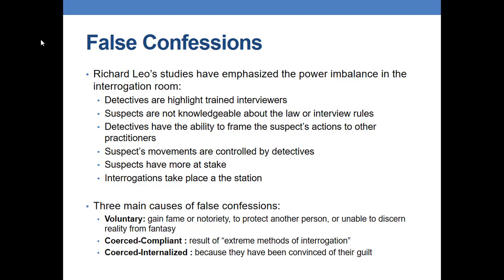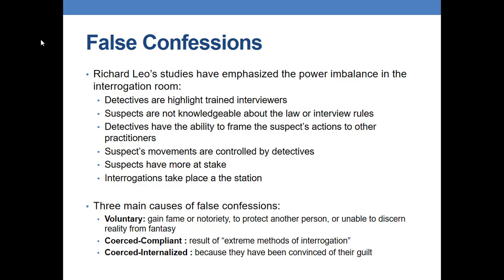There are three main reasons why suspects offer false confessions. Some individuals provide a voluntary false confession to gain fame or notoriety, to protect another person, or because they, due to a mental or psychological condition, are unable to discern reality from fantasy. Others provide a coerced, compliant false confession in response to extreme methods of interrogation because they simply want the interrogation to stop and they believe that by confessing to the crime, by doing what the investigator wants, that will result in a more positive outcome than continuing to tell the truth, to the detective's dismay and the suspect's discomfort.